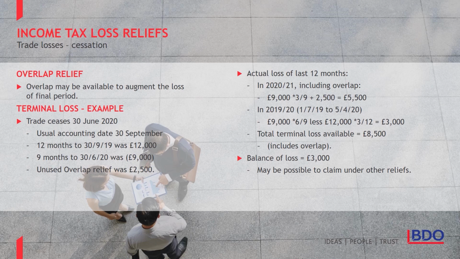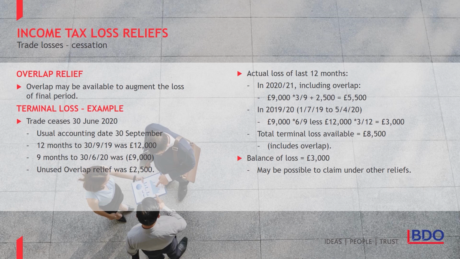In this example, which we have taken from the HMRC manuals, there are 3 components to the terminal loss calculation. These are, firstly, the loss of the final accounting period. In this case, the loss involved is £9,000. Secondly, the relevant portion of the profit or loss from the previous accounting period, which falls within the final 12-month period. In this example, there is a profit of £12,000 in the previous accounting year, of which £3,000 falls within the final 12-month period of trading.